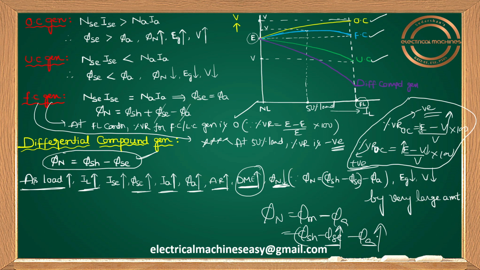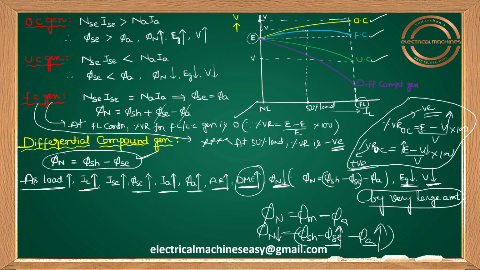So obviously, what will happen to your net flux, guys? Net flux will reduce. It's not just reducing, it reduces very much. So don't say simply reducing, it reduces by a very large amount. What is the reason? Because two negative terms are there here, and both are increasing. So obviously phi n will reduce a lot. Whenever phi n reduces a lot, E will reduce a lot, V will reduce a lot. So E, comma, V reduce by a very large amount.